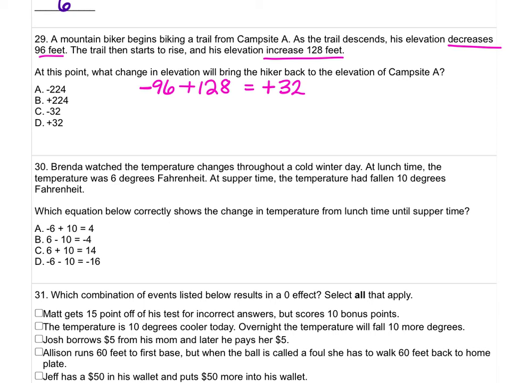So what change will bring it back to the starting point? What change will bring it back? Well, that would be going the opposite direction, which is -32 feet. Answer choice C, because it's the opposite.